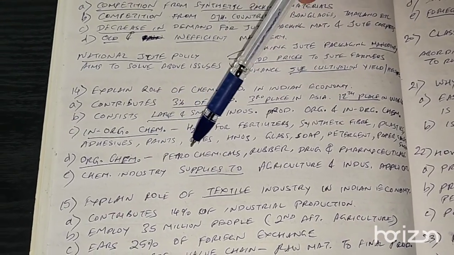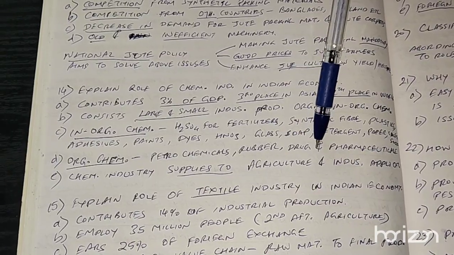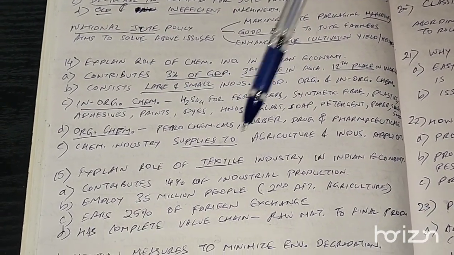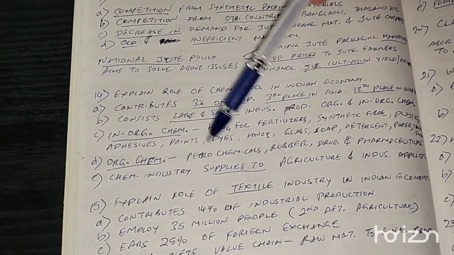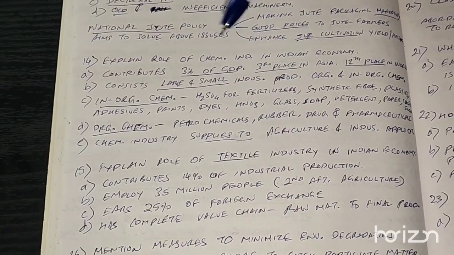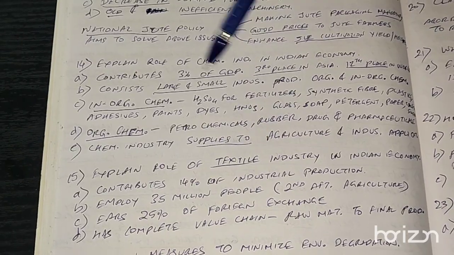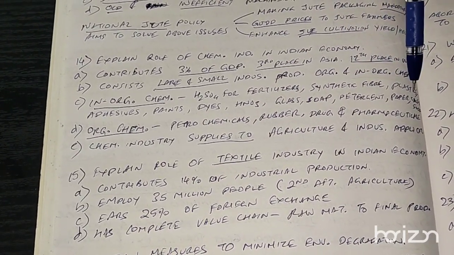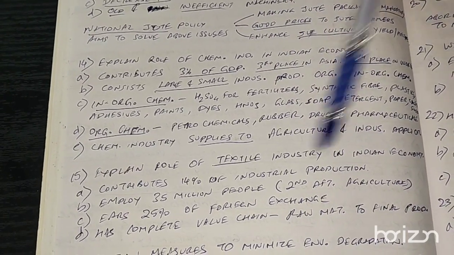The organic chemical industry works on petrochemicals. It produces rubber, drug and pharmaceutical outputs. Okay, the chemical industry supplies to agriculture and industrial applications. So the chemicals produced in the chemical industry are going to agriculture as fertilizers, insecticides, etc. And also it is going to other industries such as the iron and steel industry. So these are the roles of the chemical industry in the Indian economy.